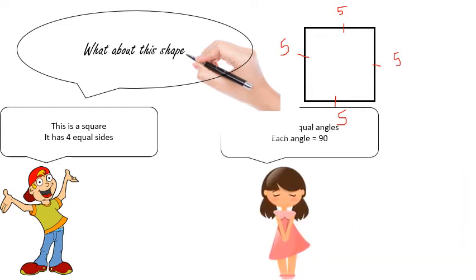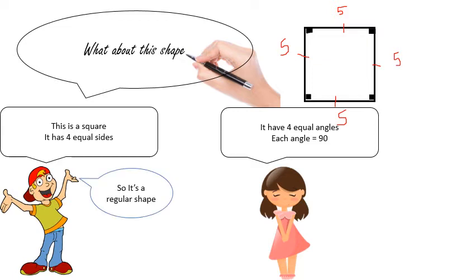It has 4 equal angles. Each angle equals 90. Yes, very good, excellent. It has 4 equal angles. Also we have here this right angle, another one here, another angle that is a right angle, and the last one here is a right angle. So we have 4 right angles. Okay, do you have another answer? It's a regular shape. Yes, it's a regular shape.